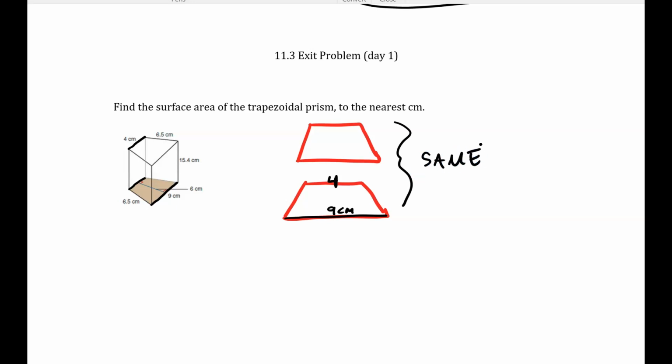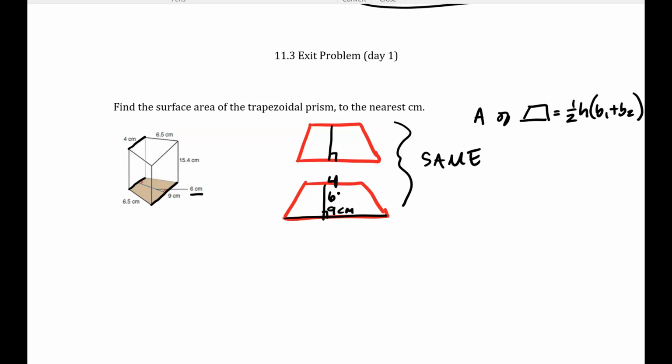Okay. And then with the trapezoid formula, the area of a trapezoid is 1/2 times the height times base 1 plus base 2. So I need to know the height of the trapezoid. It looks like that height of the trapezoid is 6. So we're not talking about the height of the prism, we're talking about the height of the trapezoid because we're just looking at the trapezoid right now.